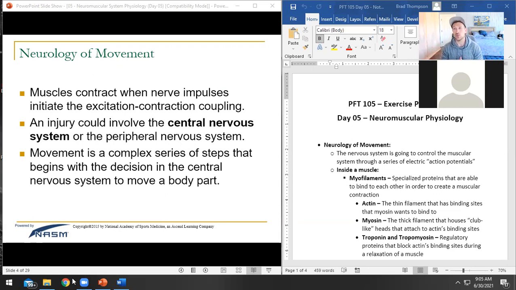So let's say we've got someone with MS, right? And every now and then their body loses the signal, and so their leg gives out on them mid-step.